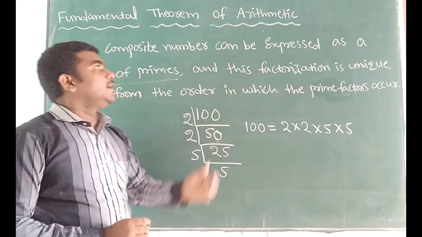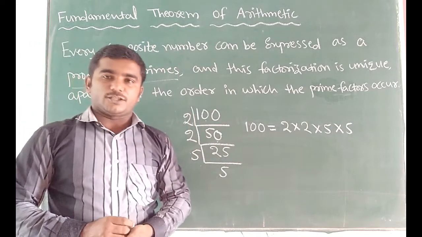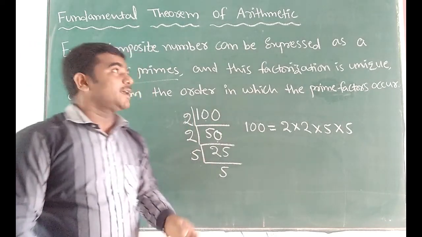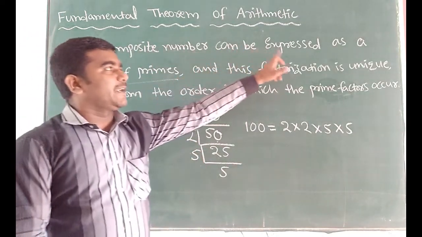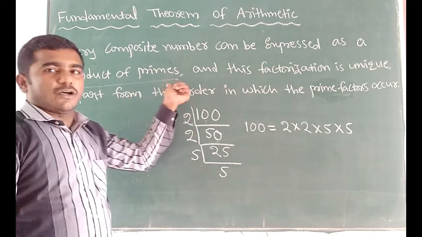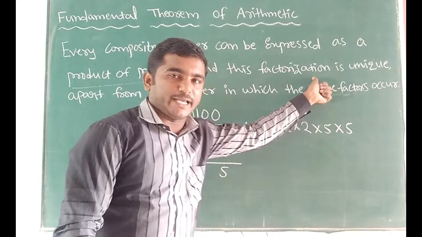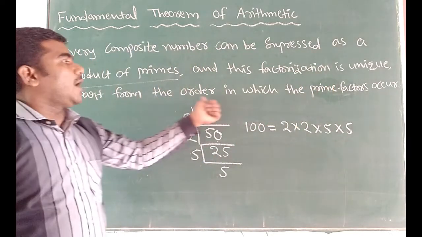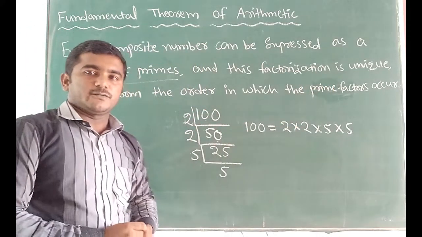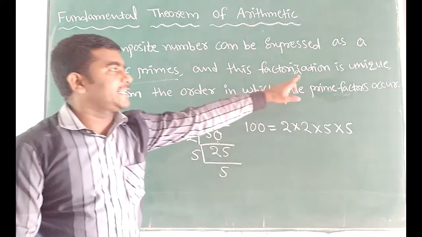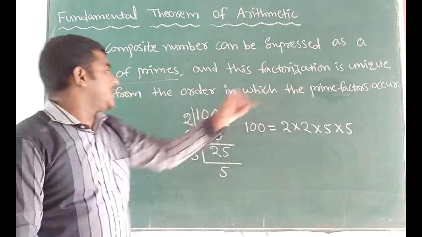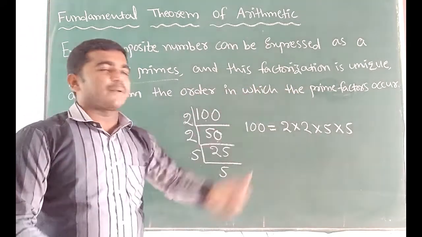So this is called the fundamental theorem of arithmetic. Fundamental theorem, nothing but what? Every composite number can be expressed as a product of primes. And this factorization is unique apart from the order in which the prime factors occur. What is the meaning of this? This factorization is unique, apart from the order in which the prime factors occur.